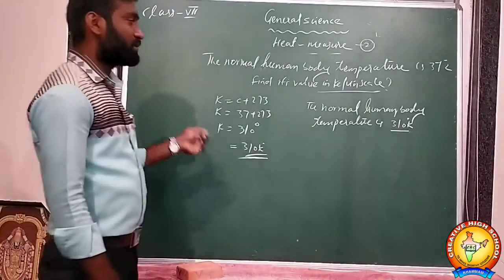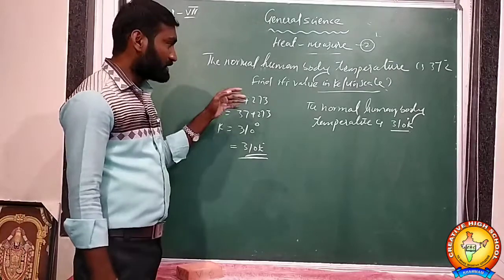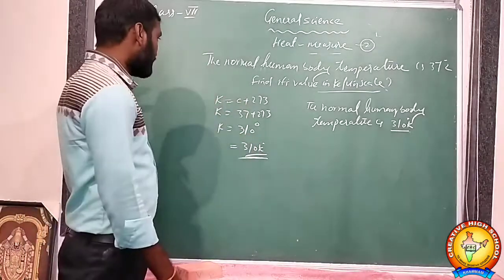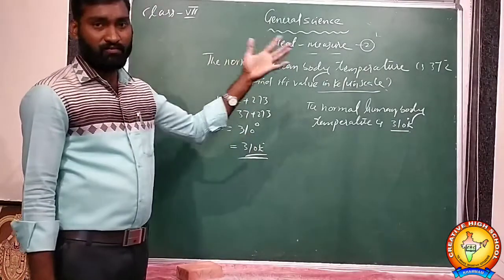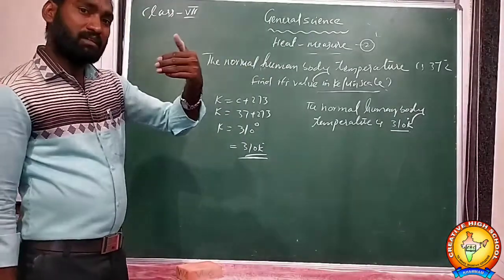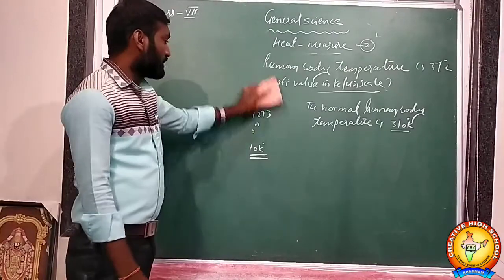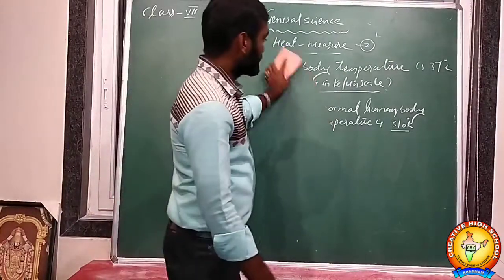In Fahrenheit it is 98.6, in Celsius 37 degrees Celsius. Like that you convert them. If they give Celsius, convert into Fahrenheit. In the same way, you can convert from Kelvin to Celsius. If they give a K value, you can find it in the Celsius scale.